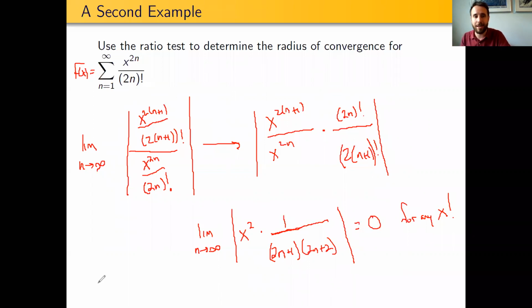So the end result is that our radius of convergence is equal to the entire real line from negative infinity. Whoops, I'm sorry. The radius of convergence is equal to infinity. And the interval of convergence is going to be from negative infinity to infinity.